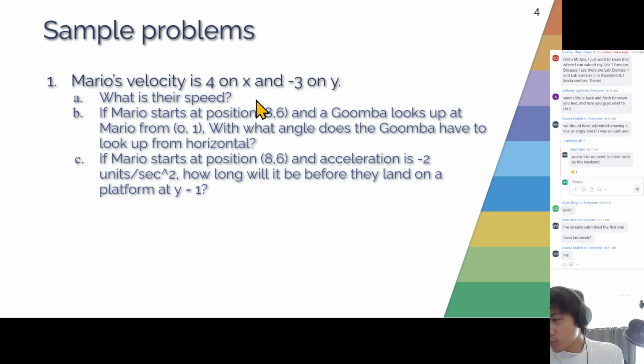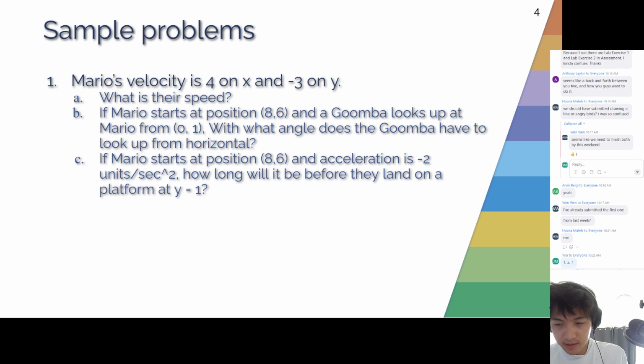One of the sample problems was Mario has this velocity in x and y. So the question is, what is their speed? Could any of you answer what the speed is? What is Mario's speed? 1a. What did we get for 1a? What is his speed? If you didn't do it before, you can quickly do it right now. It's a very quick problem to solve.